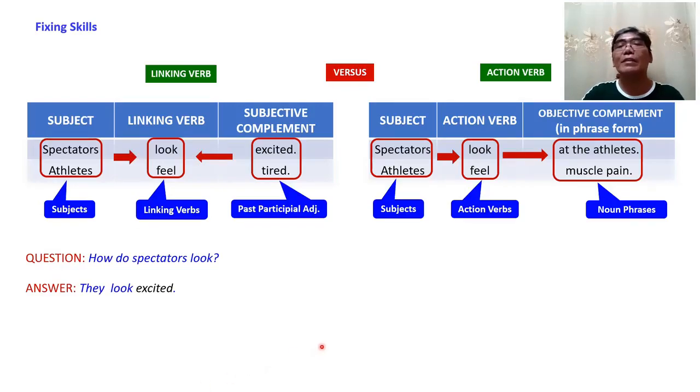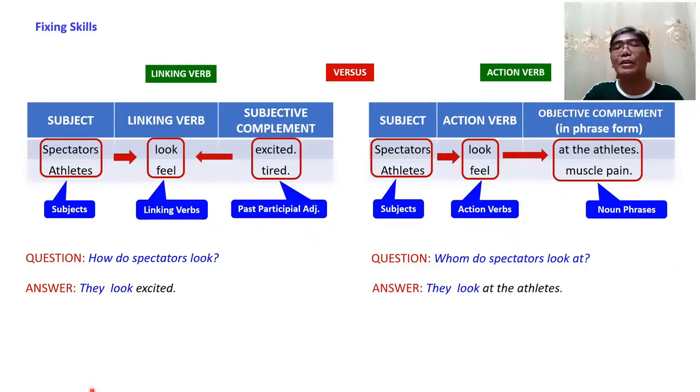Let us proceed to the first sentence at the right side. Spectators look at the athletes. This sentence can be formulated into question. Whom do spectators look at? And this question is answered with the sentence, they look at the athletes.